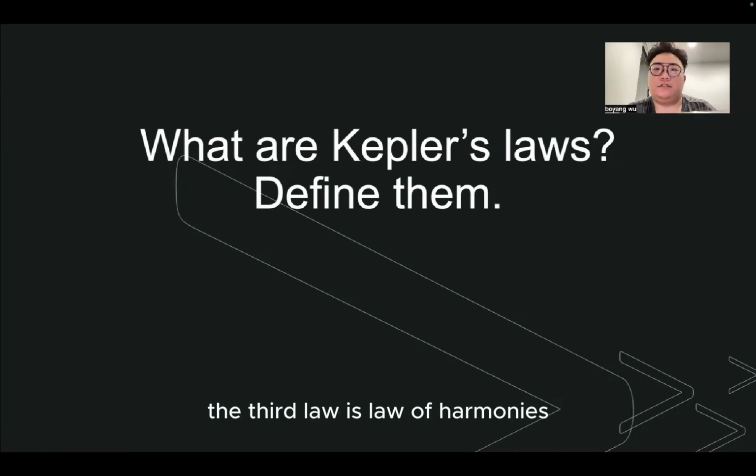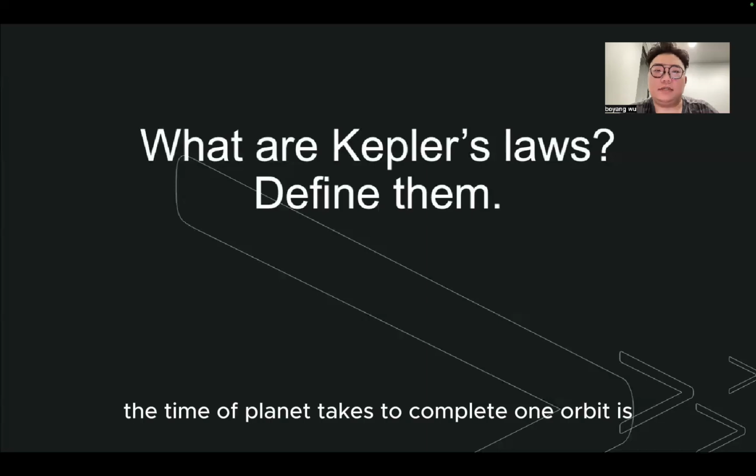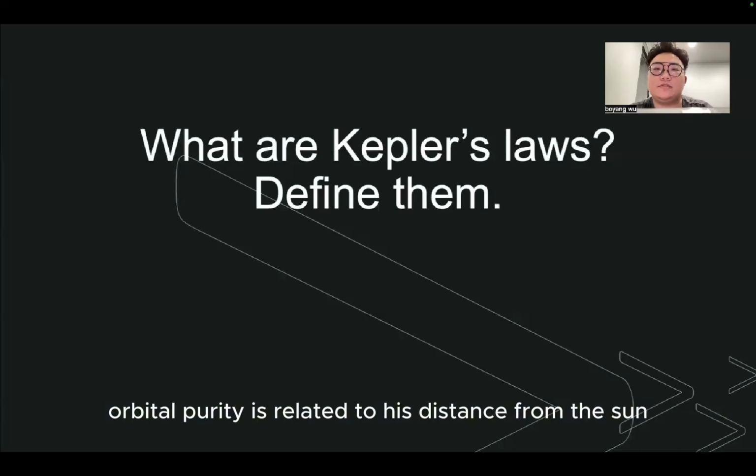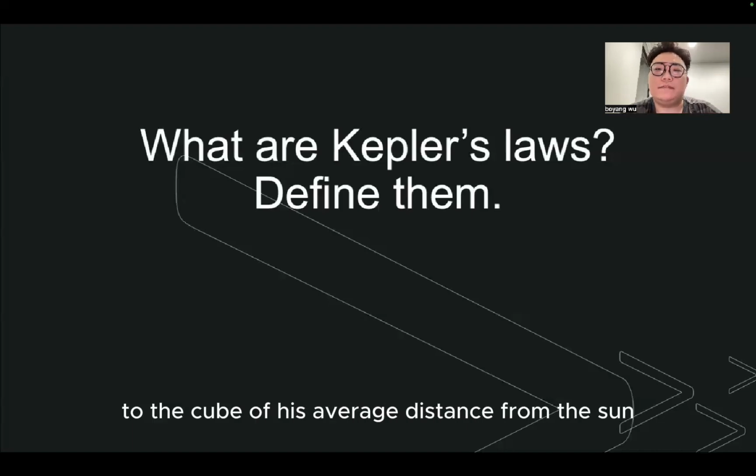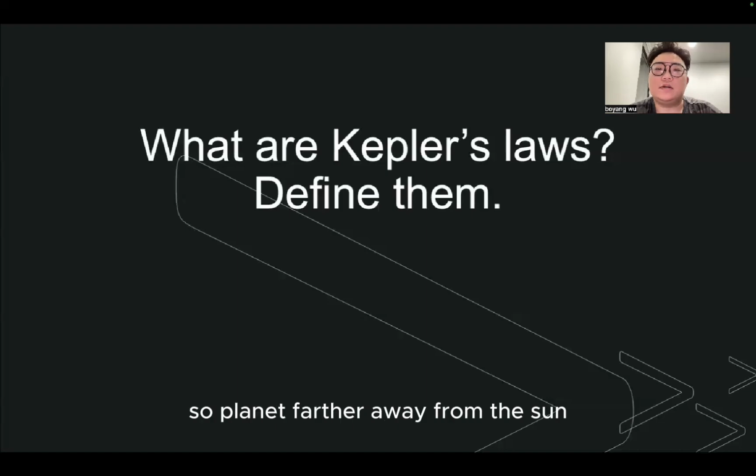The third law is the law of harmonies. The time a planet takes to complete one orbit, its orbital period, is related to its distance from the Sun. Specifically, the square of a planet's orbital period is proportional to the cube of its average distance from the Sun. So, a planet farther away from the Sun takes much longer to complete an orbit.